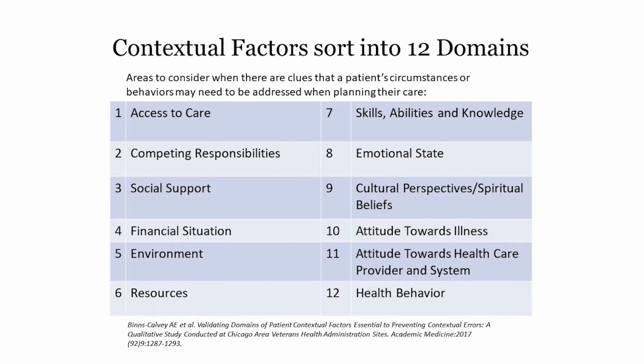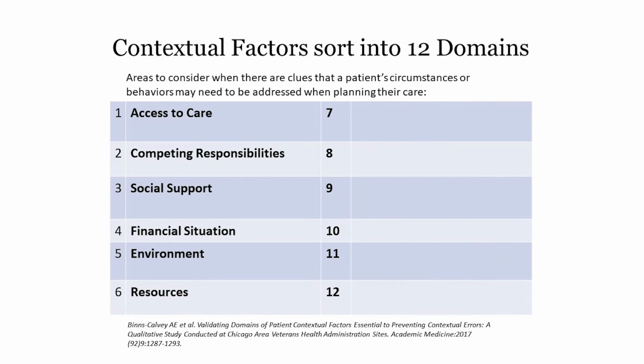Over the years, we've come to appreciate that contextual factors can be conveniently sorted into 12 broad categories, what we call domains of patient context. The ones on the left are life circumstances, things that literally occur outside the skin. For instance, not having transportation would be in the domain of access to care. Competing responsibilities could include taking care of a sick and totally dependent family member. Now, it could also be something positive, like getting a job or working the night shift.